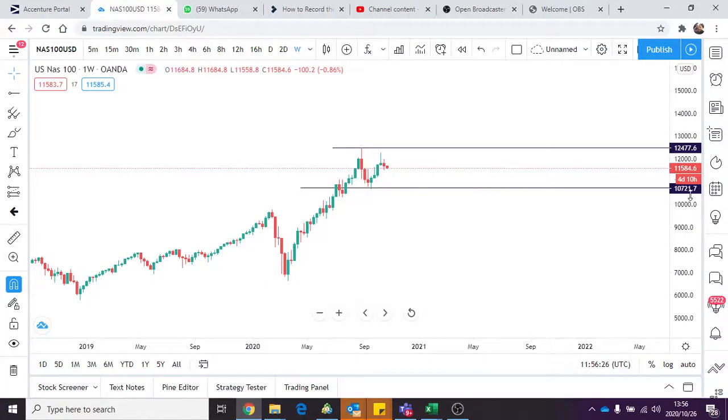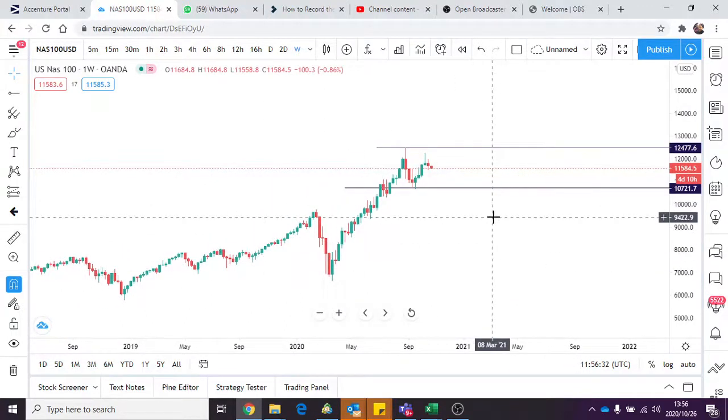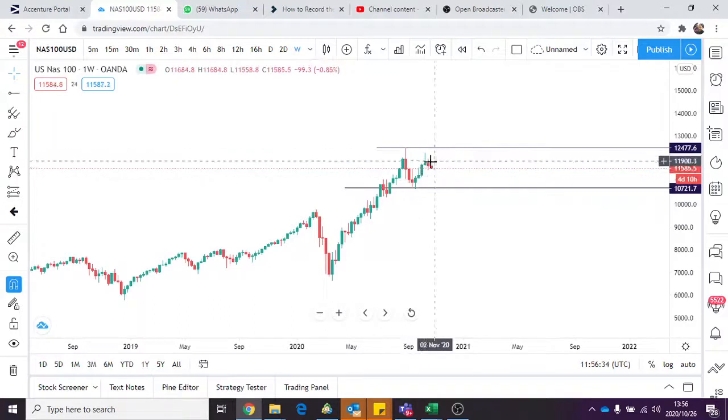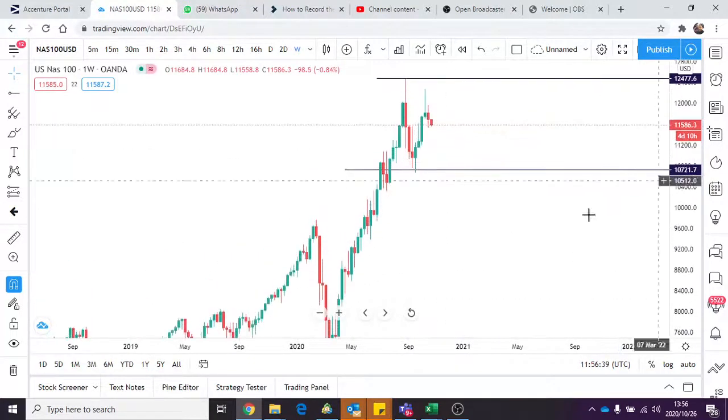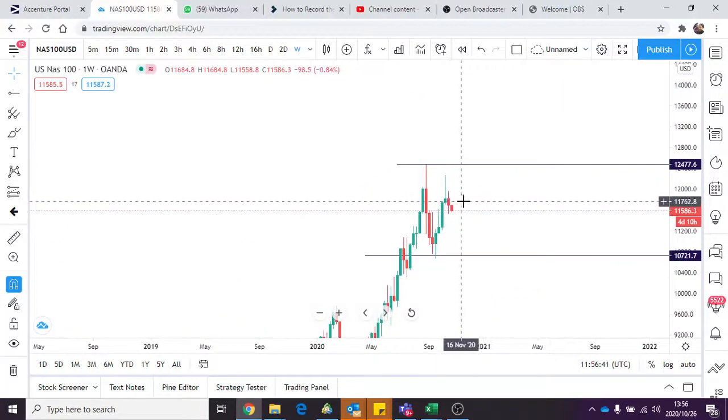Okay. Now NASDAQ is between 12477 and 107221, right? Now, what we see here is two things. The last week price was very undecided, as you can see here. What's happening here with this particular candle? It was bearish overall, but very undecided.